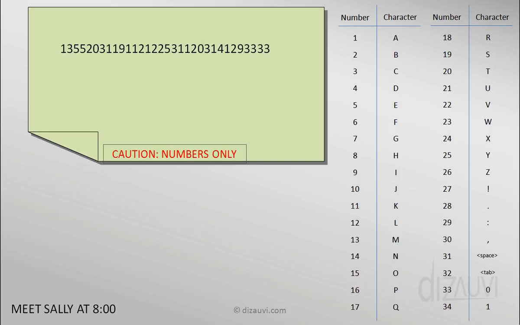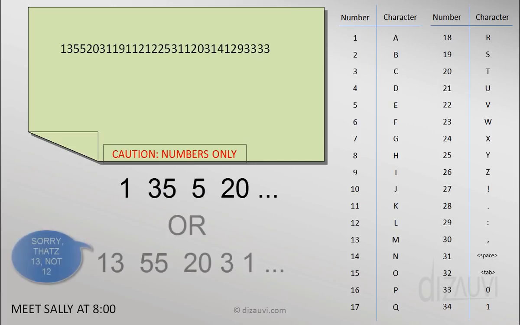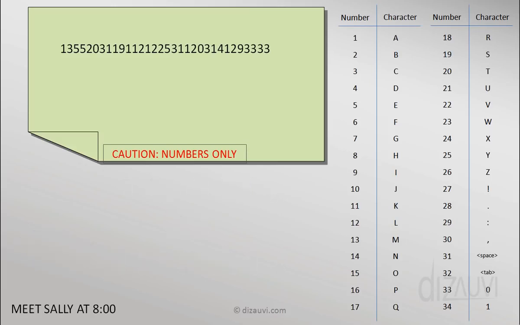Now we would not know whether to read this sequence as 1, 35, 5, 20, etc., or to read it as 12, 55, 23, 1, etc., right? So we would not be able to decode this number sequence into our original text. So what do we do now? Well, one easy solution is that we fix the width of the number for each character, and assuming that our mapping has numbers from 1 to 99, fixing the number width to 2 would solve our problem, right?